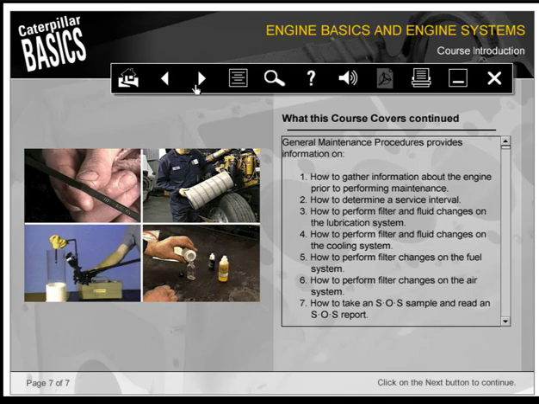Maintenance procedures are critical to the life of the engine. Performing the procedures properly ensures long-running engines and satisfied customers.